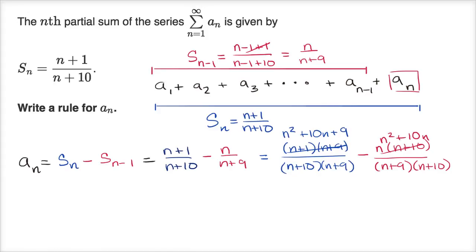And so, when we are close to deserving a drum roll, a sub n is going to be equal to our denominator right over here, n plus 9 times n plus 10. And we're going to subtract the red stuff from the blue stuff. So you subtract an n squared from an n squared, those cancel out. Subtract a 10n from a 10n, those cancel out. And you're just left with that blue 9. So there you have it. We've written a rule for a sub n for n greater than 1.